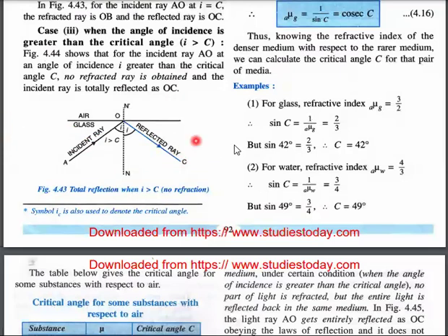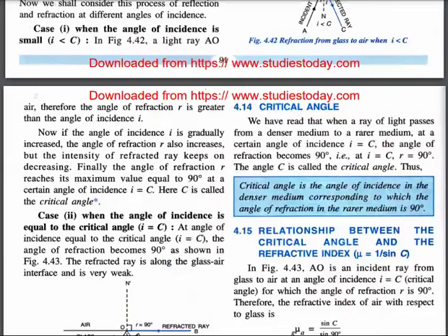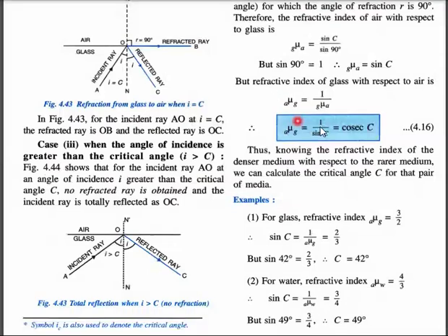Okay. Now remember the definition of critical angle. I'm going to highlight it. The critical angle is an angle of incidence in the denser medium corresponding to which the angle of refraction in the rarer medium is 90 degree. Read it again. Critical angle is an angle of incidence in the denser medium corresponding to which the angle of refraction in the rarer medium is 90 degree. Okay, then I'm gonna scroll down. Remember this formula, 1 by sine c equals cosec c.